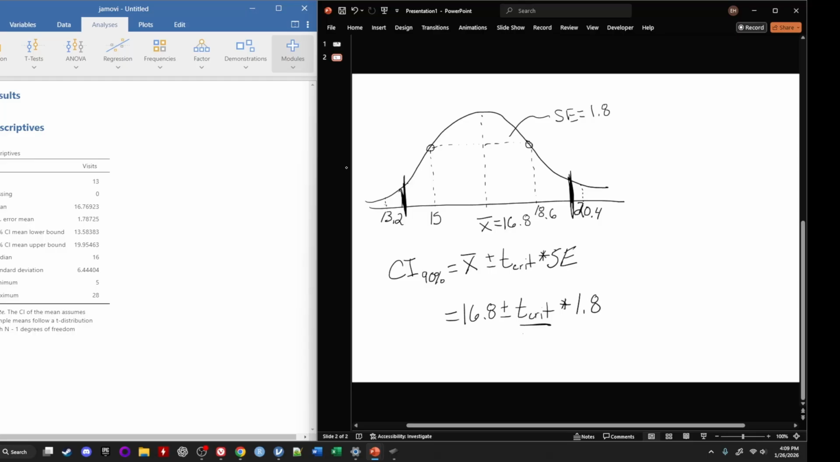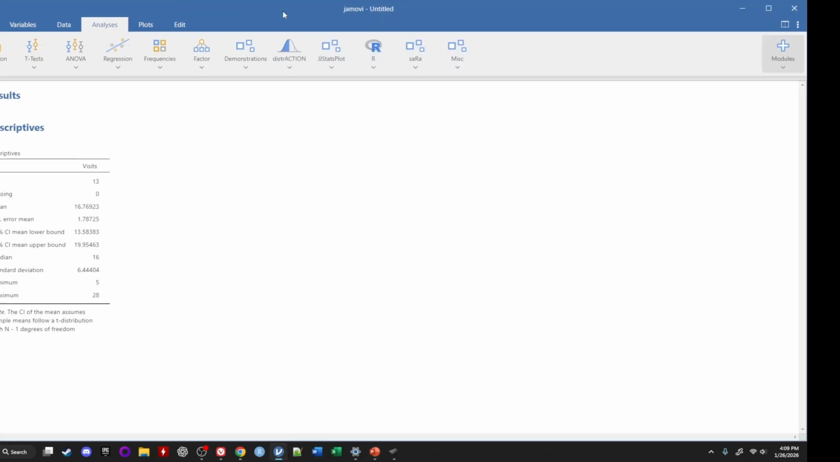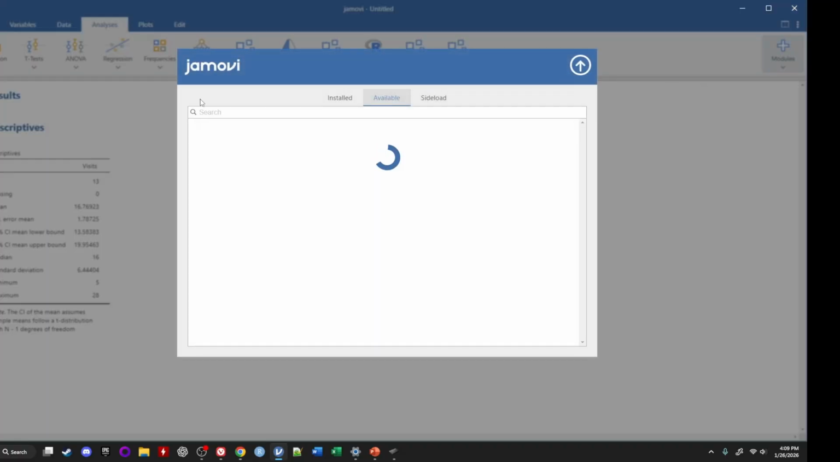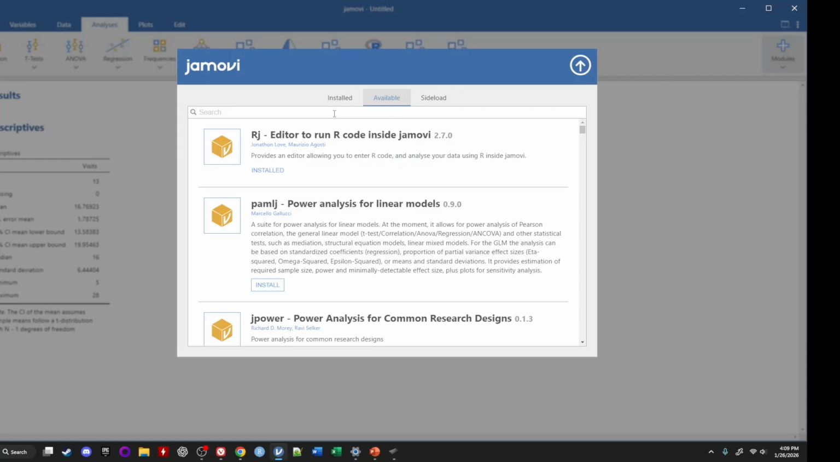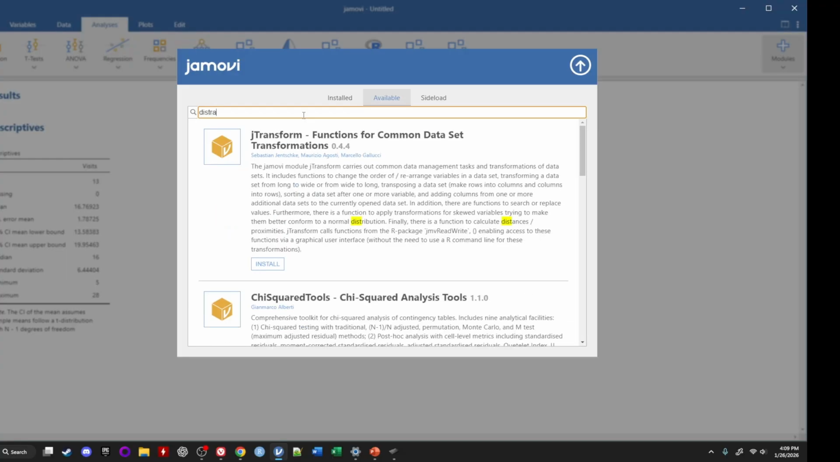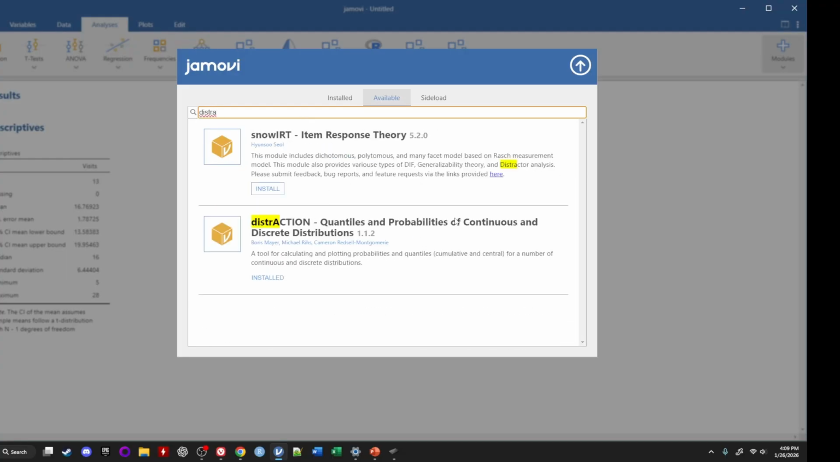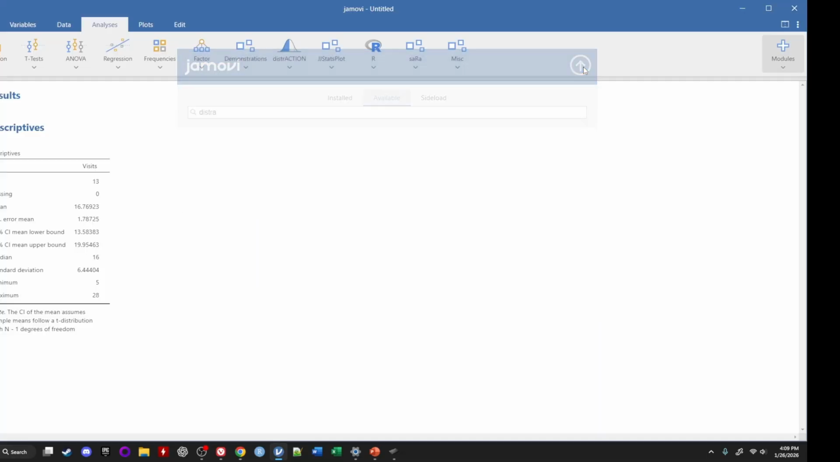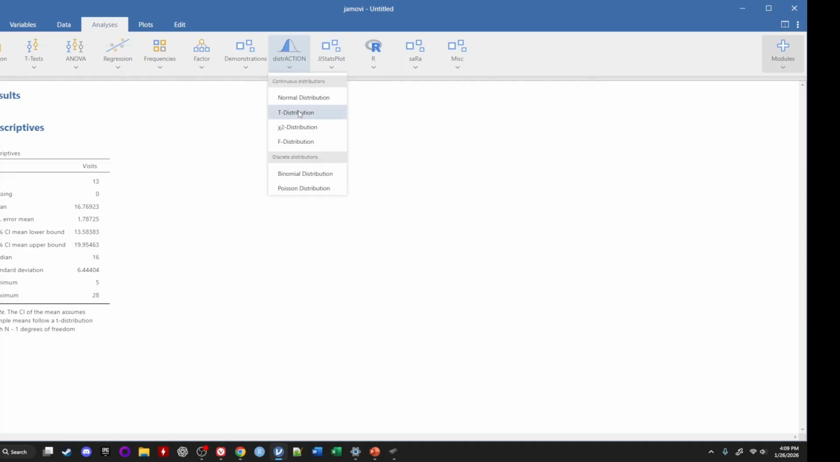We need to figure out what this t critical is so that we can actually do this. Come along with me. This is a module that I've added in. If you want to do this with me, you can. Let's go to modules, the jamovi library, and go to available. I think it's called distrACTION, D-I-S-T-R-A: quantiles, probabilities of continuous and discrete distributions. If you install that one, it's going to allow us to play around with the t distribution.